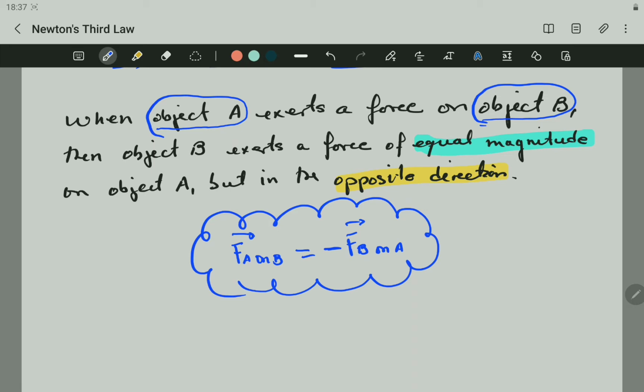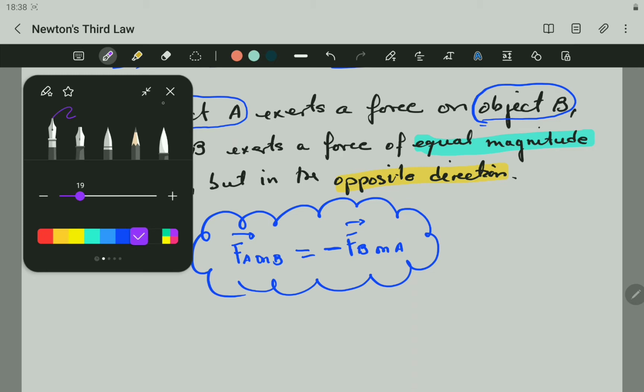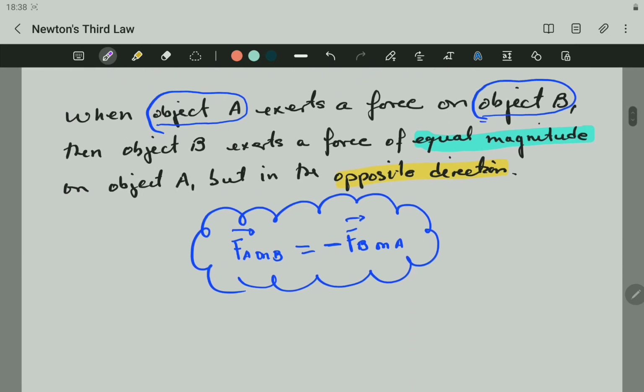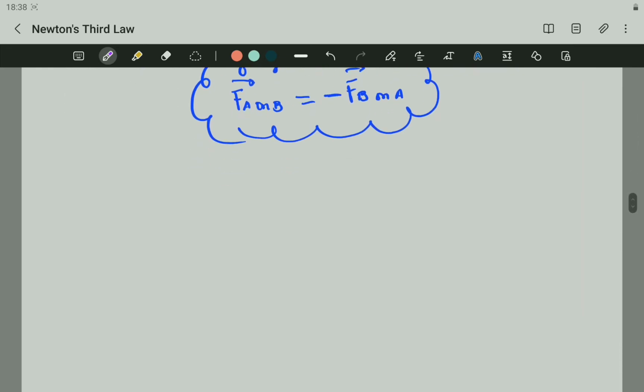Now let's quickly have a look at certain points. There are many properties of this action-reaction pair. This law is called the law of action-reaction. I am not going to go through all of them, but there are certain ones that I think are very important. The first is that the forces or the interactions act on different objects.